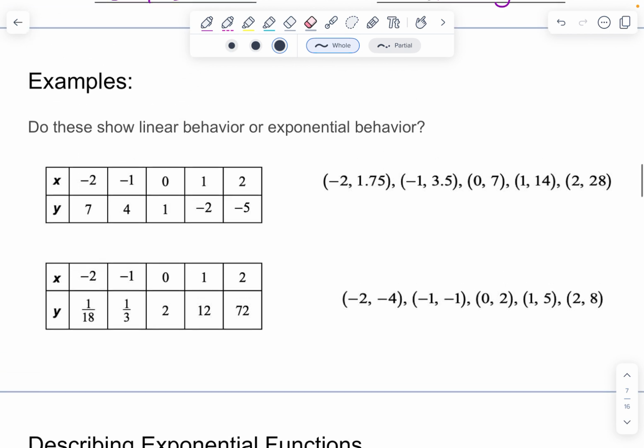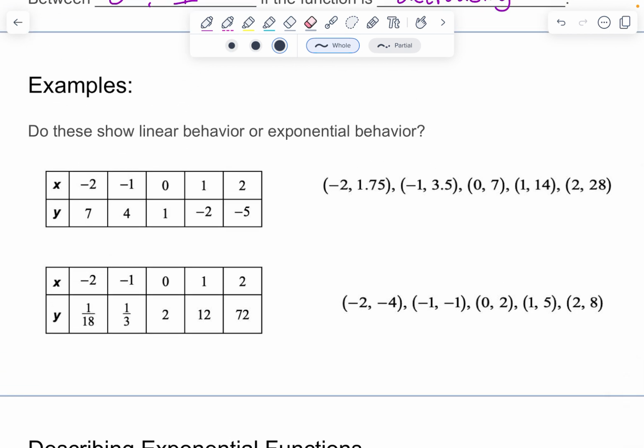So let's look at some tables and see if we can decide if they are linear or exponential based on what we see. So again, with these, we want to look down the table on the y's to be able to see what it's changing by. Now, I'll tell you a good tell for this if you know it's going to either be linear or exponential and there's not like a neither option.